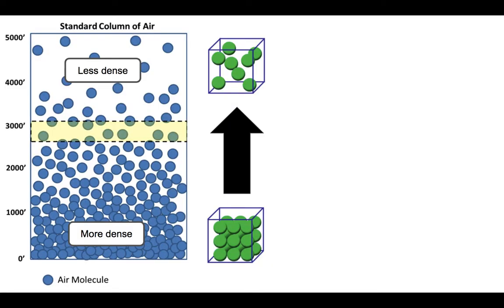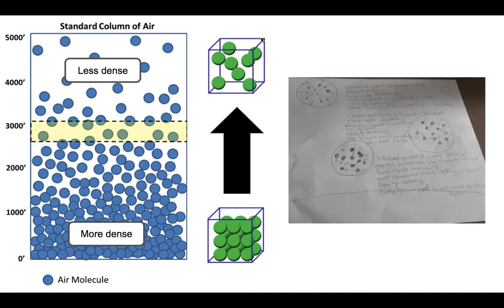Last week, we talked about density. It's how far apart particles are from each other. Particles that are closer together are more dense, and particles that are farther apart are less dense. In the models you made, you showed you understand that air closer to the ground is more dense, and air higher in the sky is less dense.